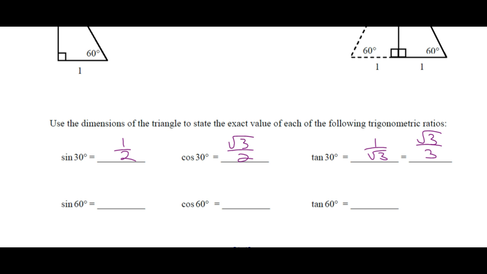What is the sine of 60? Now you're looking at 60. Which side is opposite 60? So root 3 and hypotenuse is 2. Cos of 60? 1 over 2. And the tan of 60? Root 3 over 1, just root 3.